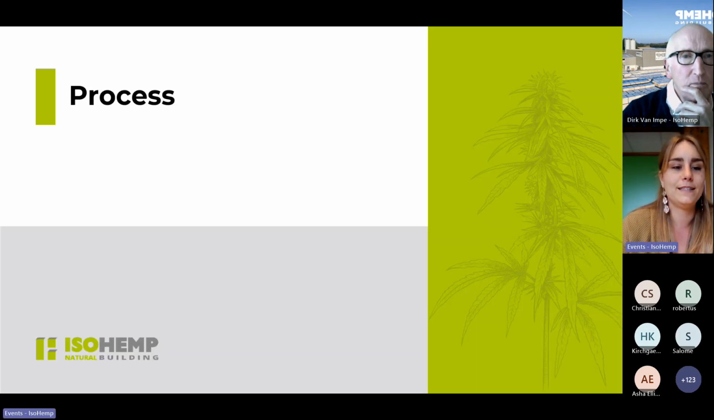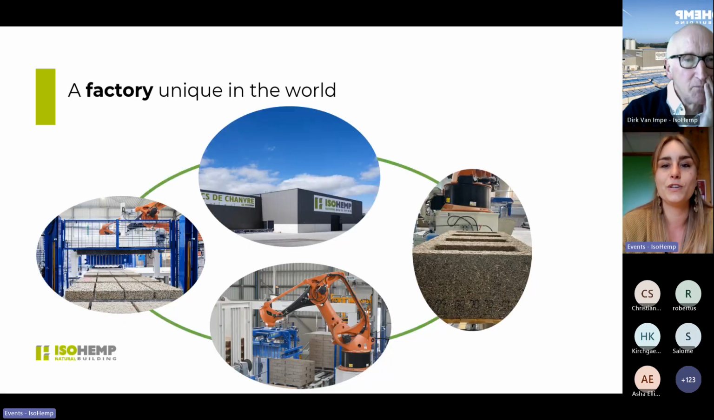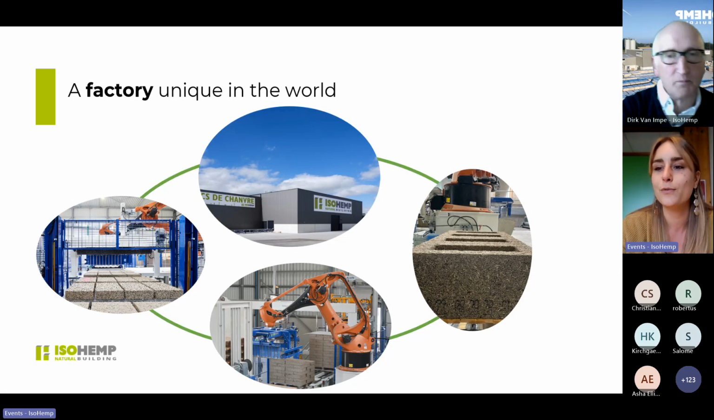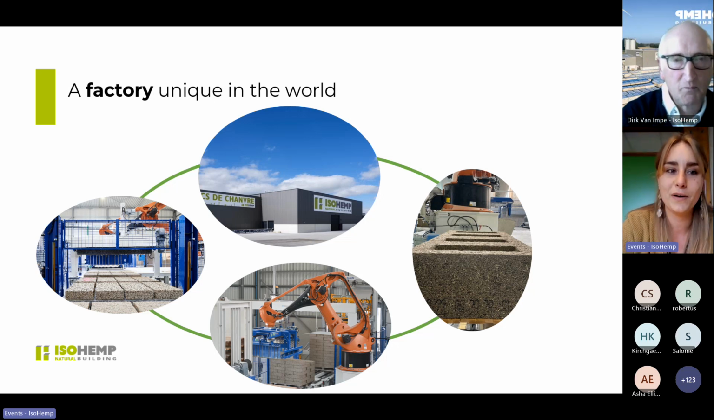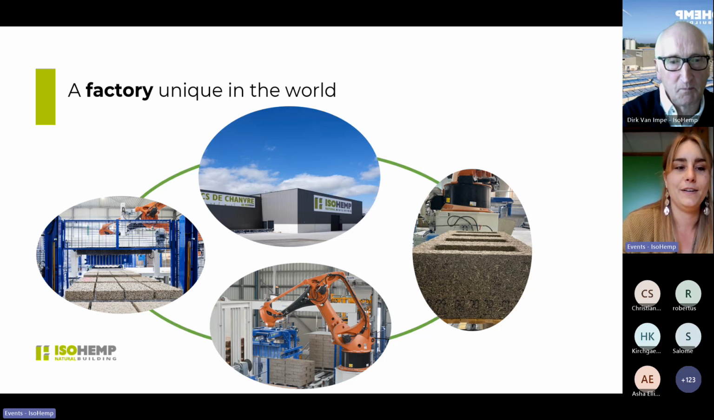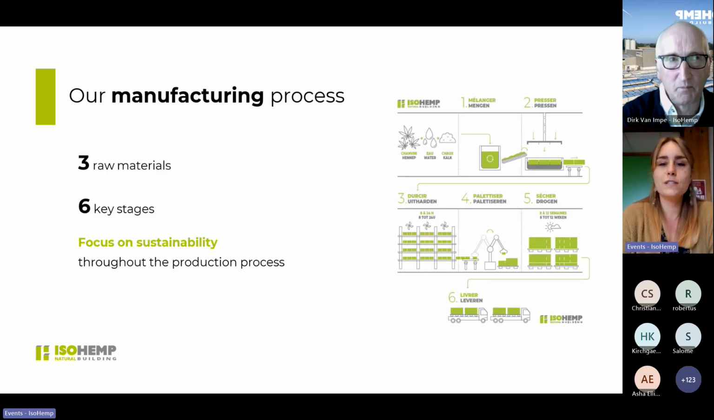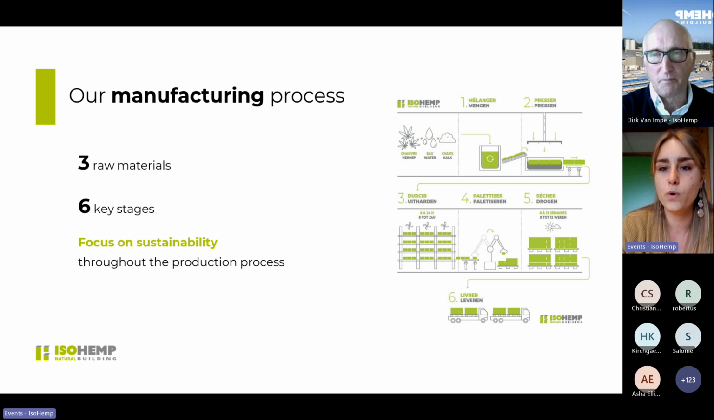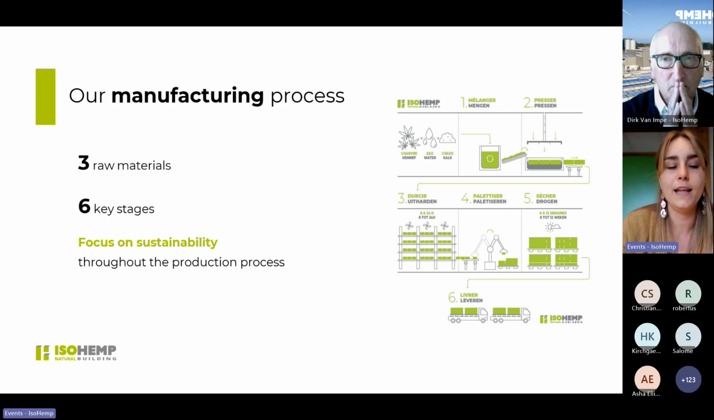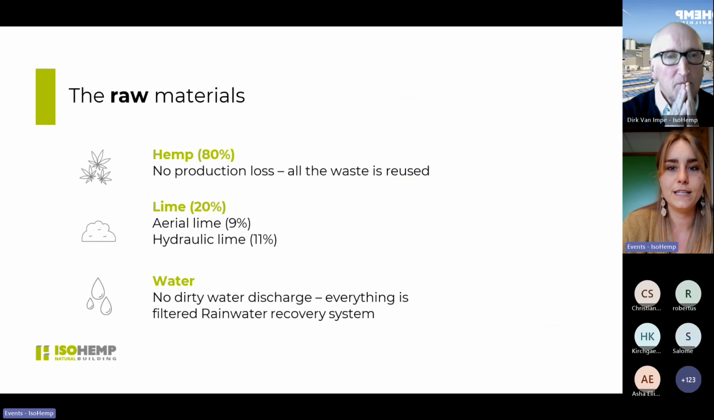So the process, this is the biggest question of everybody. How do you build, how do you make the actual blocks? This is thanks to our unique factory. It is new, since 2 years, and it's all automatized. So the process is pretty simple. As I said before, we have 3 raw materials that are natural, and 6 key stages. So let's go for the overview of the process.